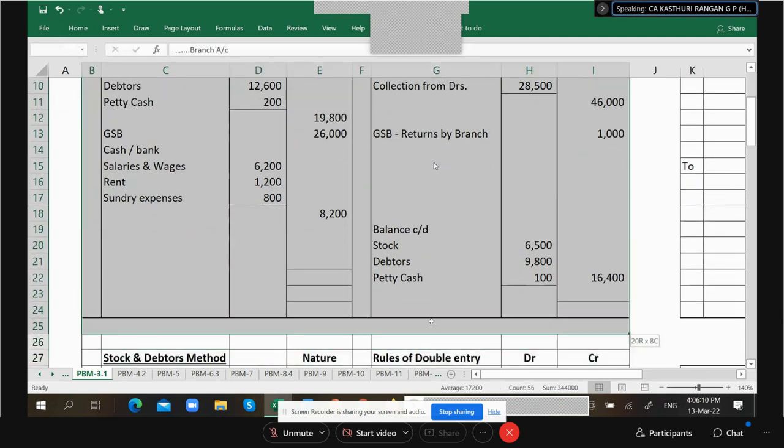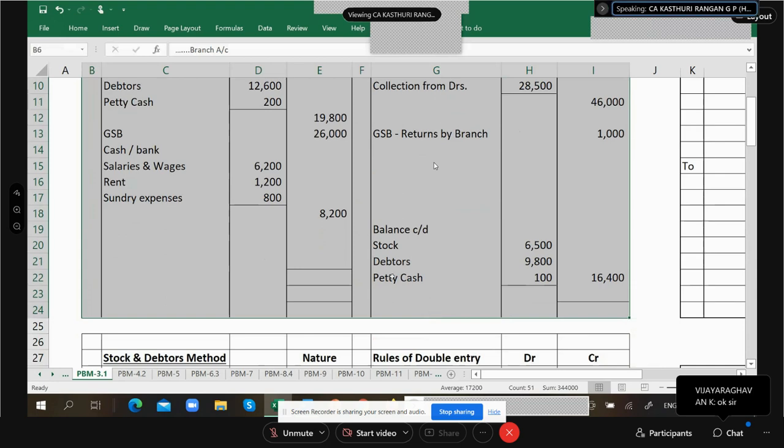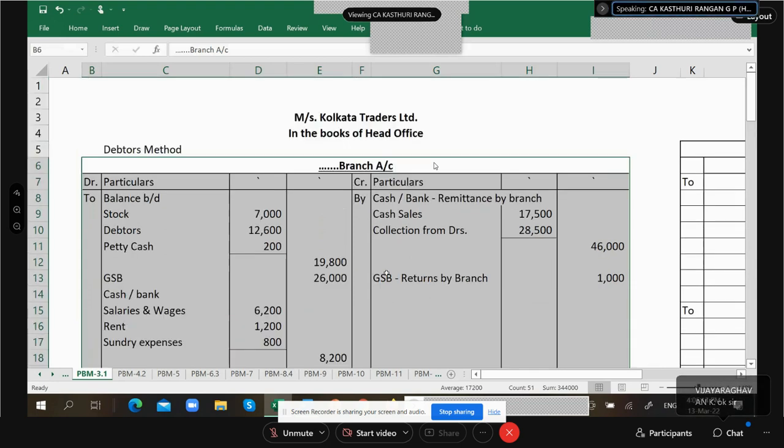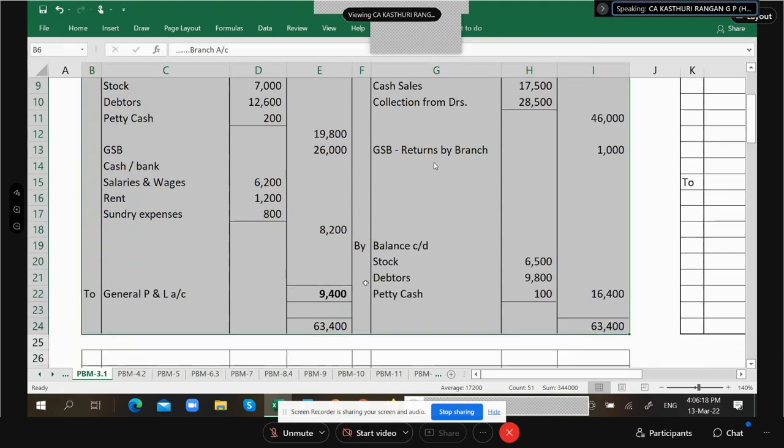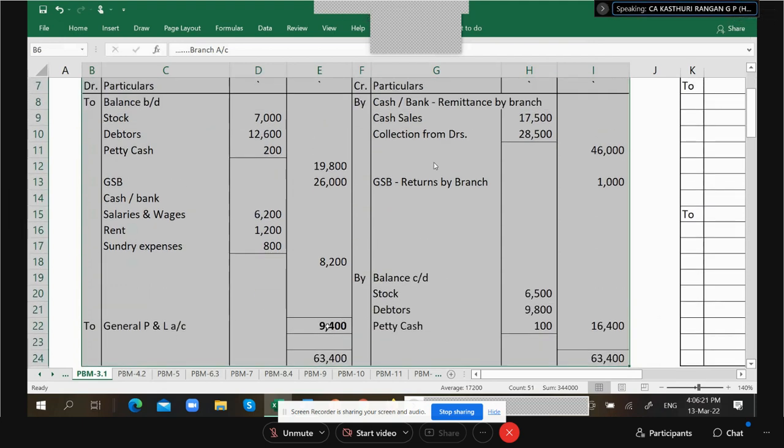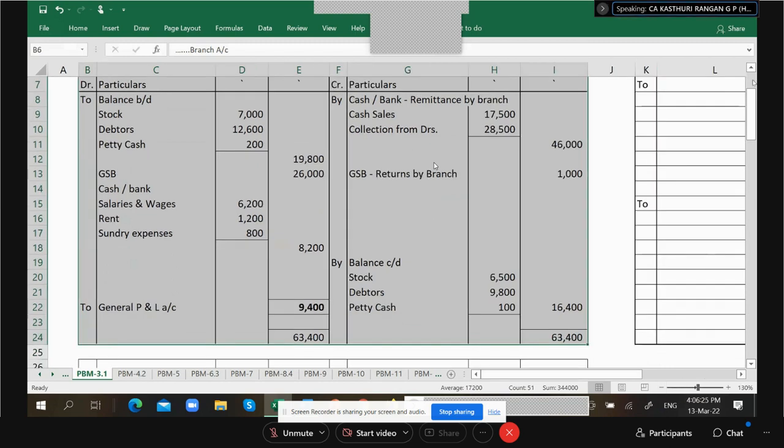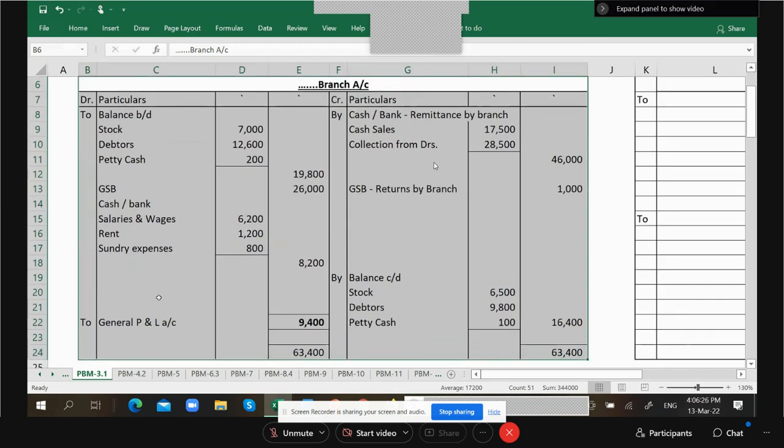Hence, we can now find the difference in the branch account to get the profit or loss. What is the profit, friends? It is 9,400. Profit is 9,400, which should be transferred to the general P&L account of the company. Branch account debit to general P&L. That is a profit made by the business.